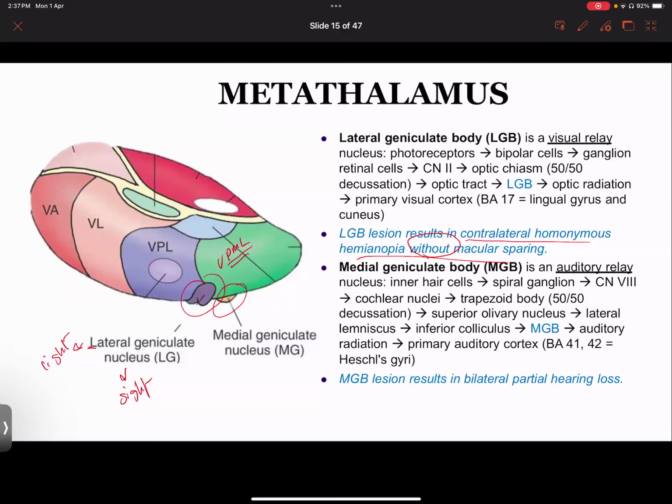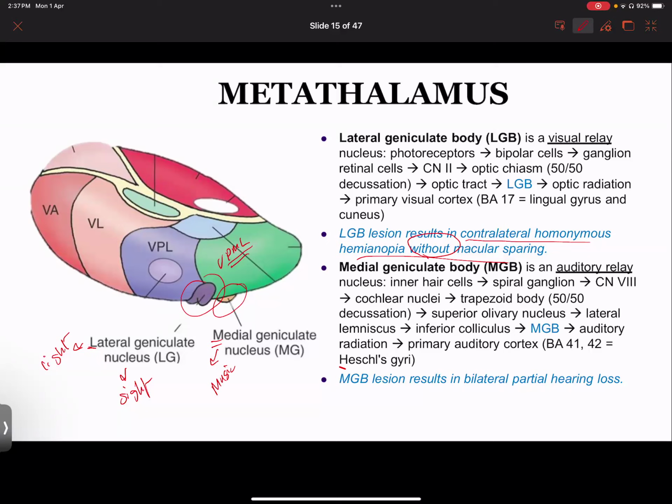Going on, we have the medial geniculate body. For the medial geniculate body, M, it starts with an M. M is for music. We listen to music, so it's in the ears. It has to do with hearing.